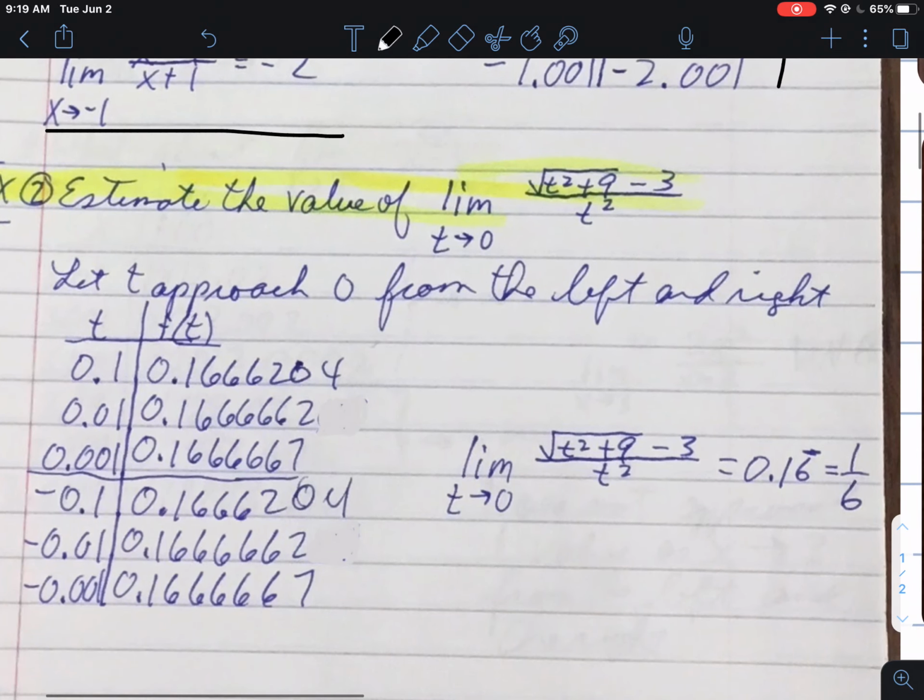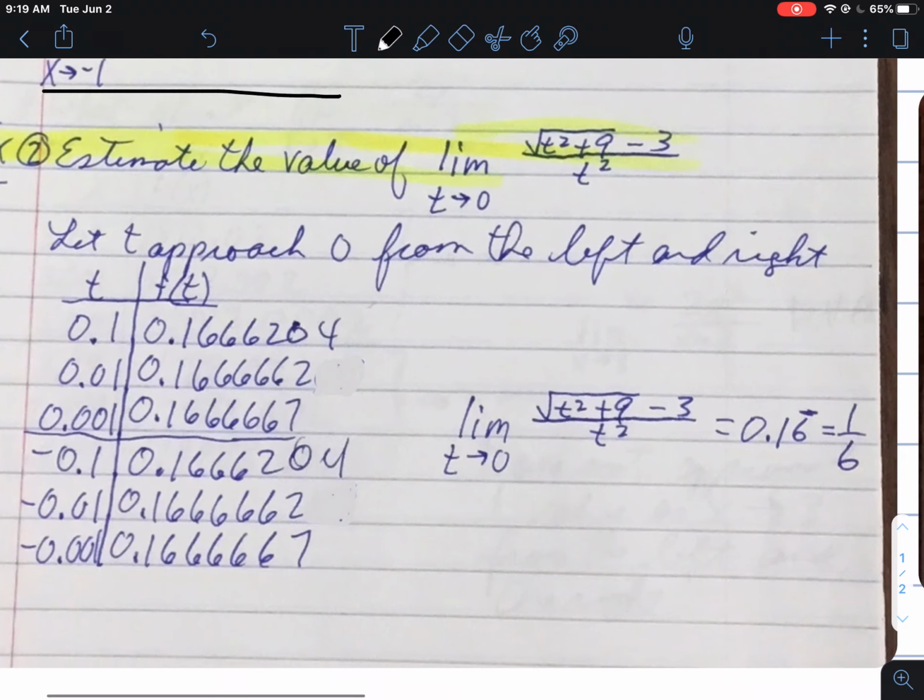So these next few examples are just going to show you some different things that can happen, how we recognize it, how we describe it. So number 2, here I'm estimating the value of the limit as t approaches 0 of that expression, square root of t squared plus 9 minus 3 over t squared. Notice again, I do have a function that is undefined at our a value. Our a value in this case is 0, as t approaches 0.